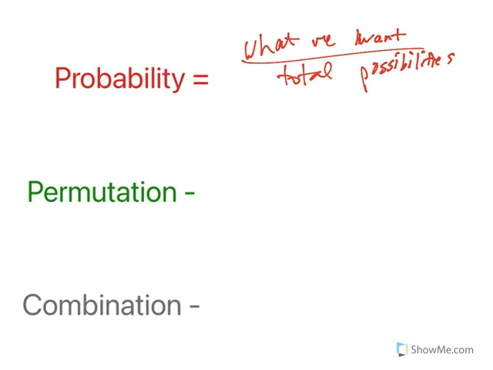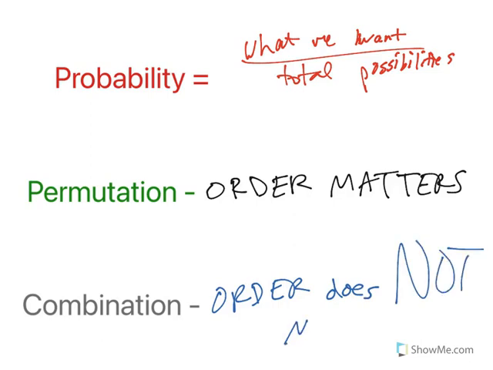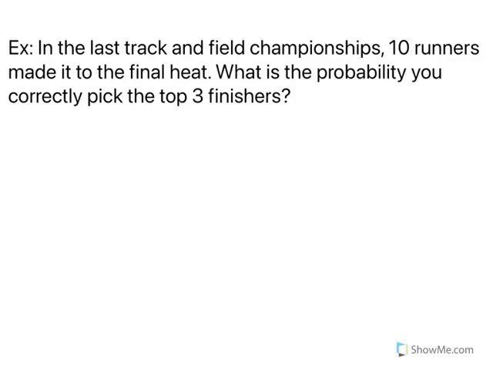Permutations mean that order matters, right? We're arranging things in an order, and the order does matter. And then a combination, the order does not matter. We don't care what order it is. It just needs to be there. All right, let's jump in.